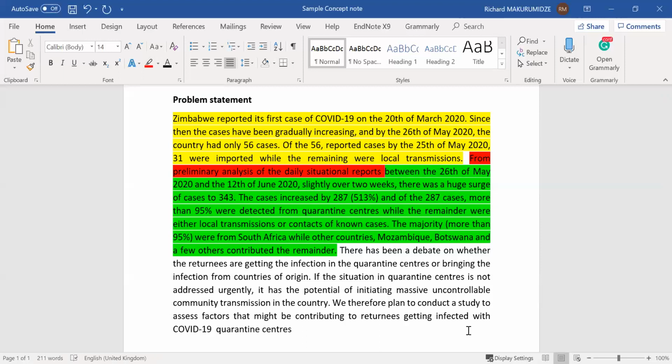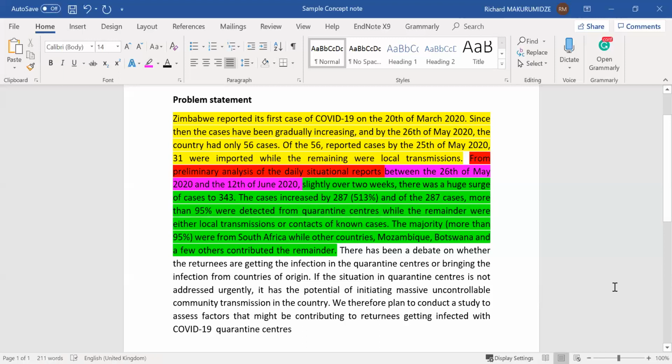So in this case, from a preliminary analysis of daily situational reports, I know you've seen these things, which come to your phone every day. That was my case. So from analysis of those reports, what I'm trying to say is you need a data source for your problem. We don't just start describing your problem without letting us know what your data source was. And then the data you are analyzing should be specified in terms of period. You are analyzing data for what period?